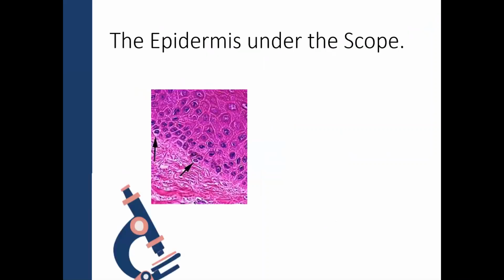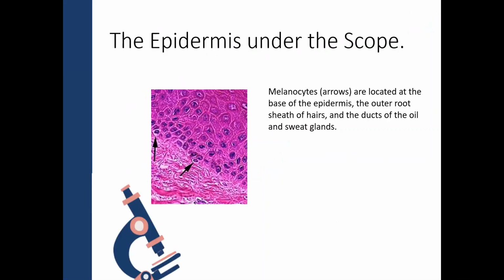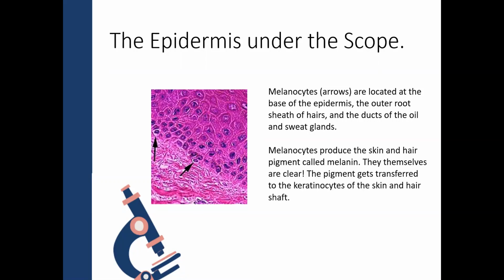Let's look at the epidermis under the microscope. The melanocytes, where the arrows are pointing, are located at the base of the epidermis, the outer root sheath of hairs, and the ducts of the oil and sweat glands. Melanocytes produce the skin and hair pigment called melanin. They themselves are clear. The pigment gets transferred to the keratinocytes of the skin and the hair shaft. Production of melanin is controlled by both hormones and genetics.